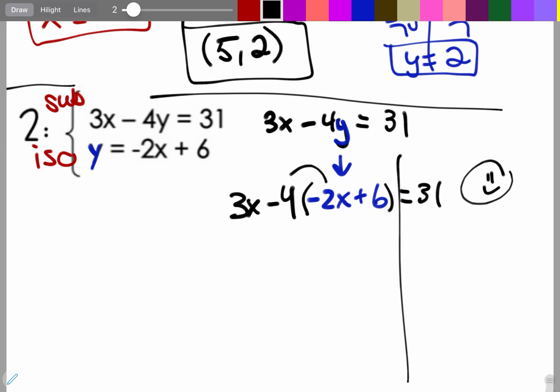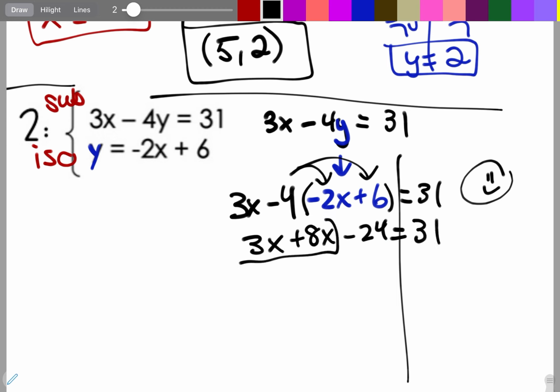We're going to start by distributing. Negative times a negative, that's positive 8. Negative times a positive, that's negative 24. We're going to combine like terms right here. I'm pretty sure that's 11x.